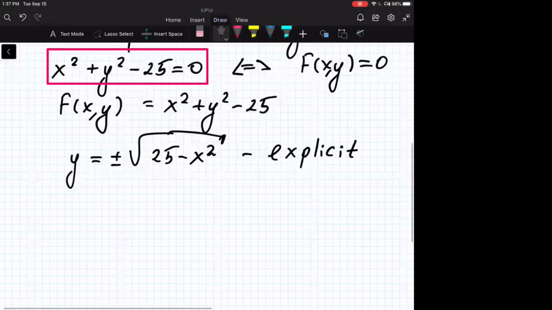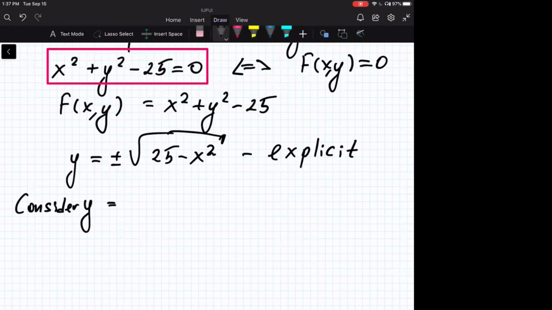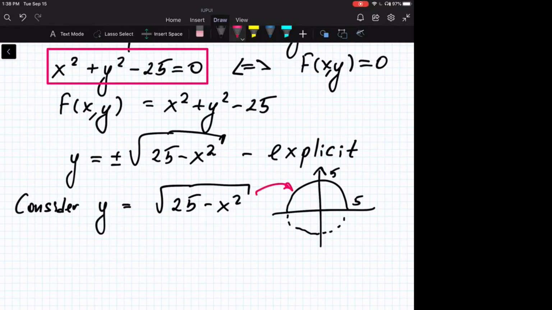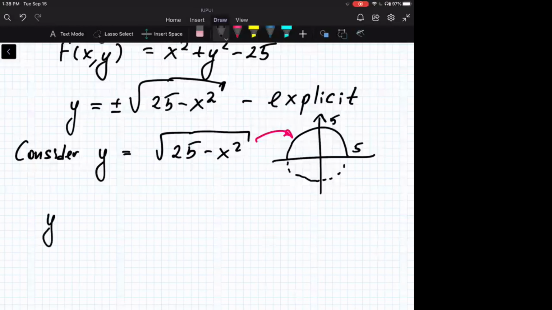So let's focus on the upper half of the circle. So let's consider y equals square root of 25 minus x squared. So let's consider the upper half. So we have this circle, oh, not unit, it's with a radius 5, because 25 is 5 squared. So let's focus on the upper half. And let's calculate the derivative. We know how to do that now.